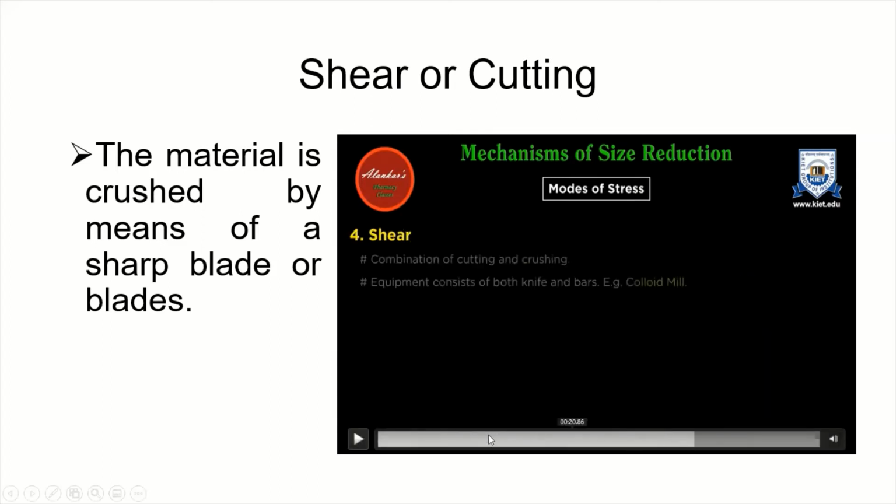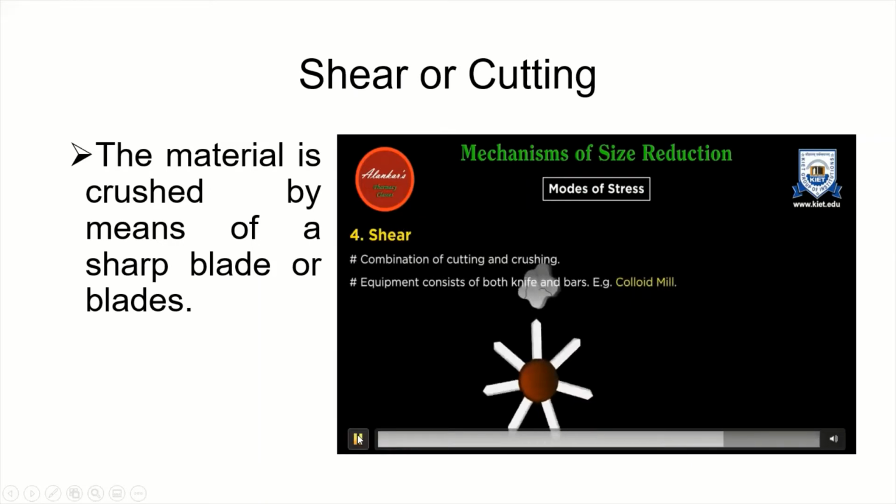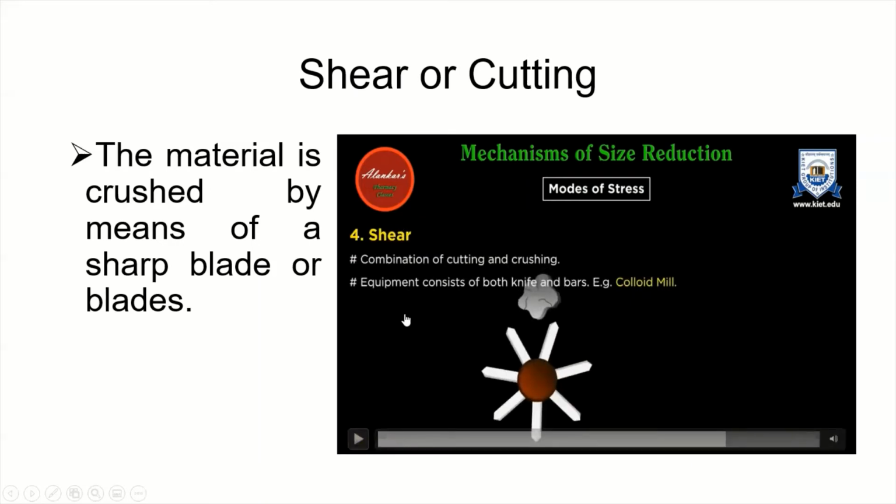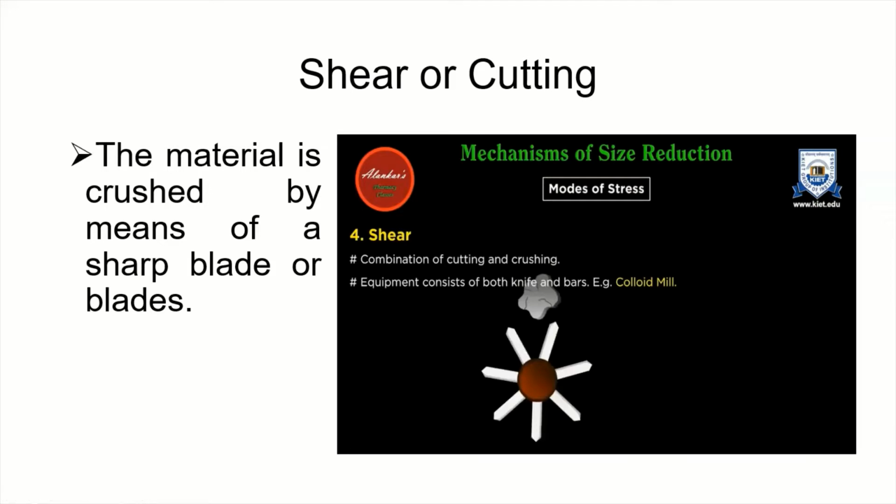So next is the shear. Shear is the combination of cutting and crushing. So the equipment consists of both knives and bars. The best example of this is the colloid mill, in which the new surface is more likely damaged because there will be crushing and at the same time there will be cutting.